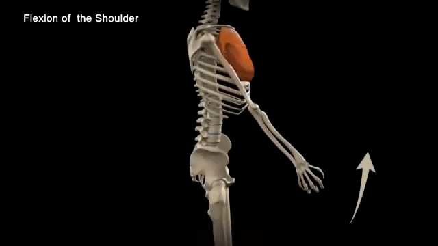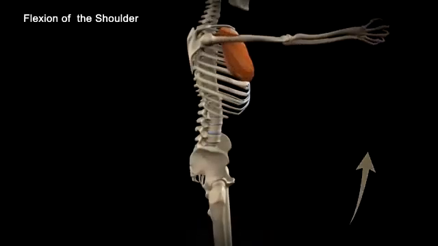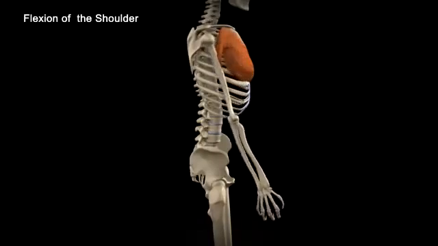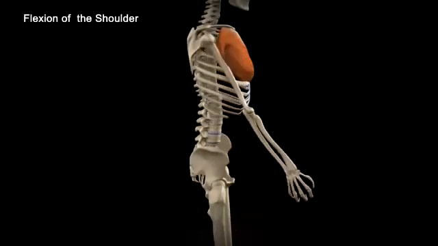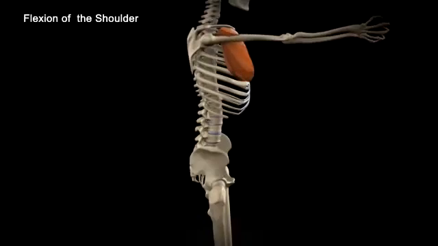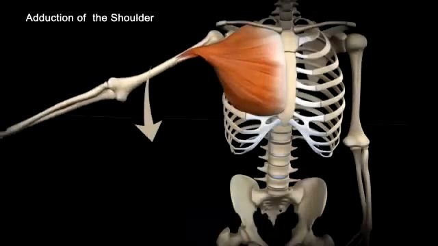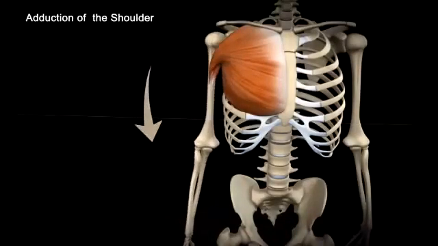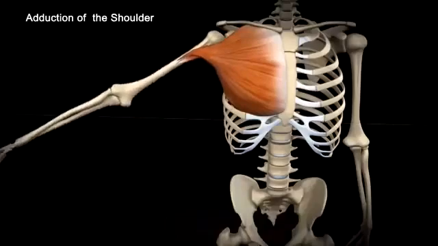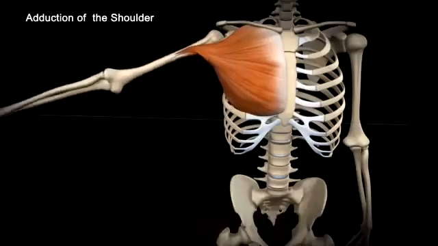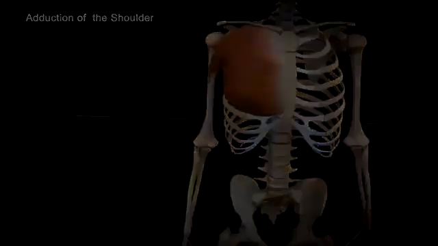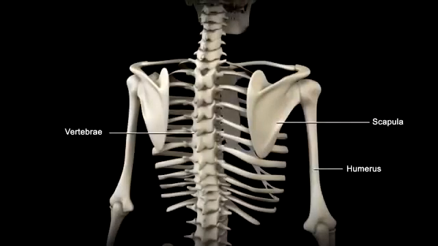The coracobrachialis works with the pectoralis major muscle to flex the shoulder. They also act synergistically to adduct the shoulder. Opposing the flexor muscles are the shoulder extensor muscles, which are primarily the teres major and latissimus dorsi.